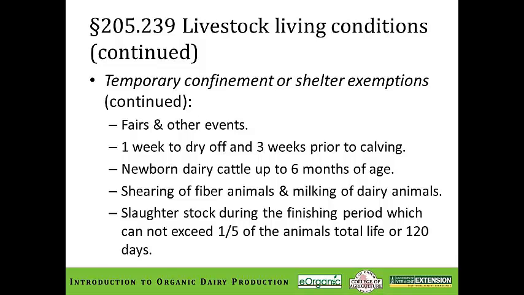205-239, continuing the exemptions. Temporary confinement is allowed when there are fairs or other events, 1 week at drying off of an animal, and 3 weeks prior to calving. The exemptions are allowed for newborn dairy cattle up to 6 months of age. There's an exemption to keep the animals in during shearing of fiber animals and milking of dairy animals. And then there's also an exemption for the finishing of slaughter stock. There's a lot more detail in that section of the organic standards on those exemptions. This is just a summary of the exemptions.